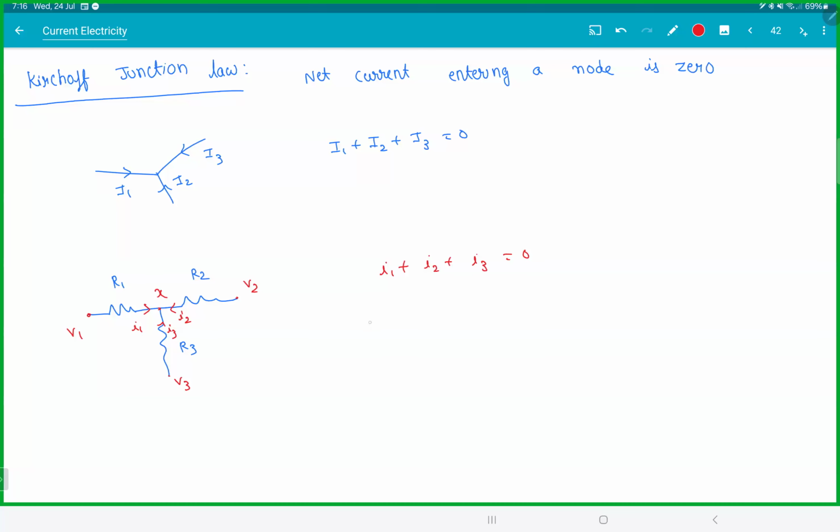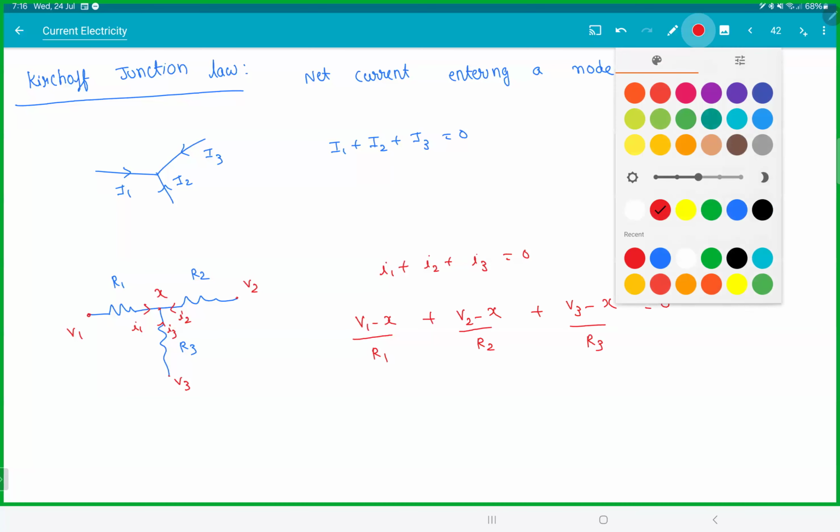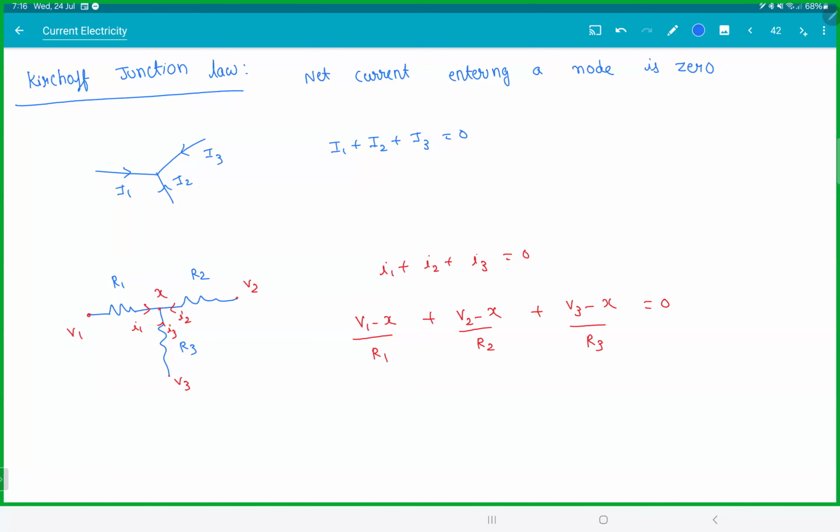So now remember, what is current? Potential difference by resistance. So V1 minus X by R1. If you remember in capacitors, it is Q is equal to CV, so C into potential difference. I2 will be V2 minus X by R2 plus V3 minus X by R3. So the technique is the same. Assume a 0 potential, find the potentials, name the potentials, and finish it off.